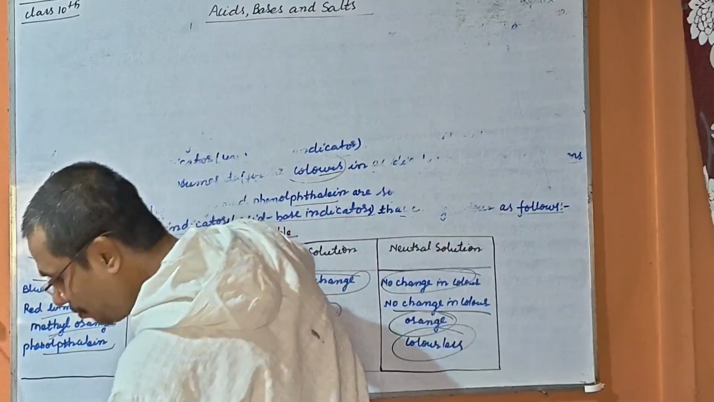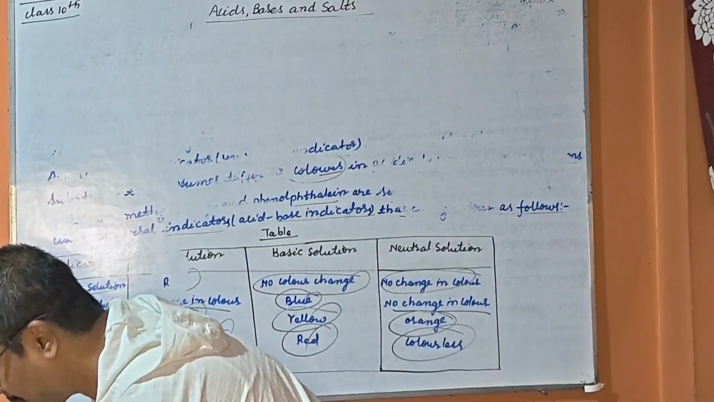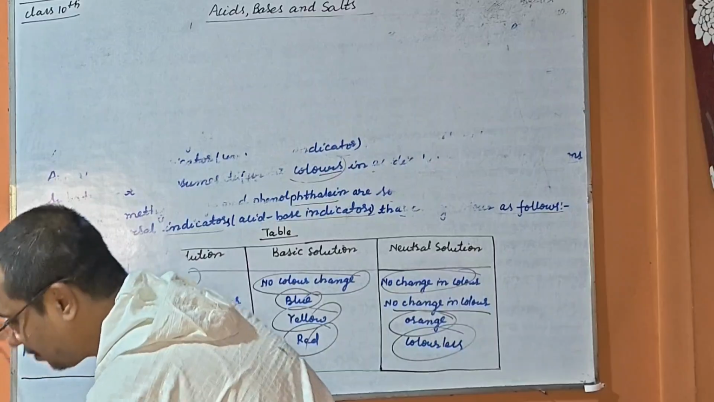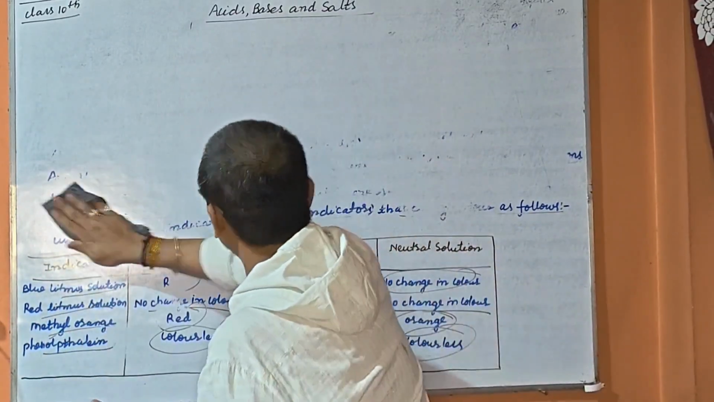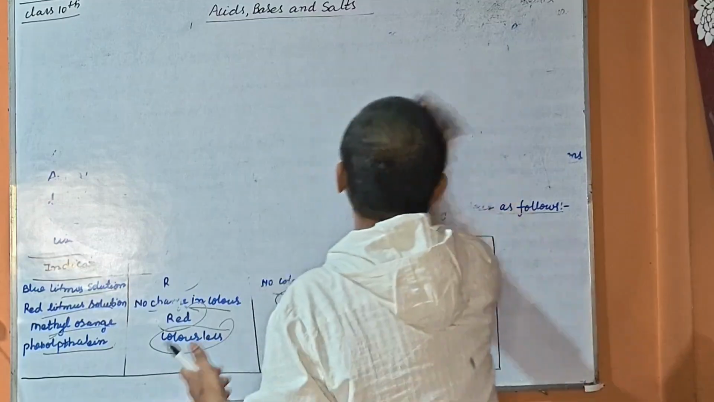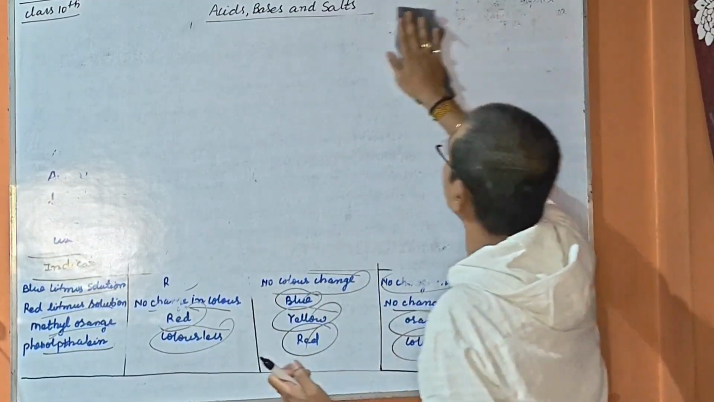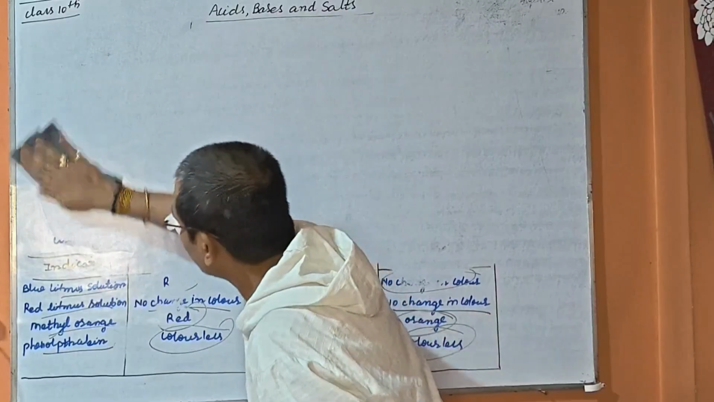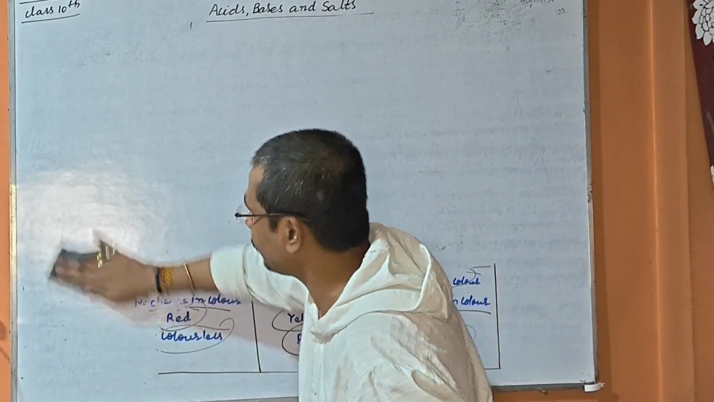So there are a few more important points about the universal indicator that you must remember. A universal indicator is available. We all know how we find the universal indicator. It is found in the lab. It is found in the natural way. So we have seen the universal indicator in our daily life also.